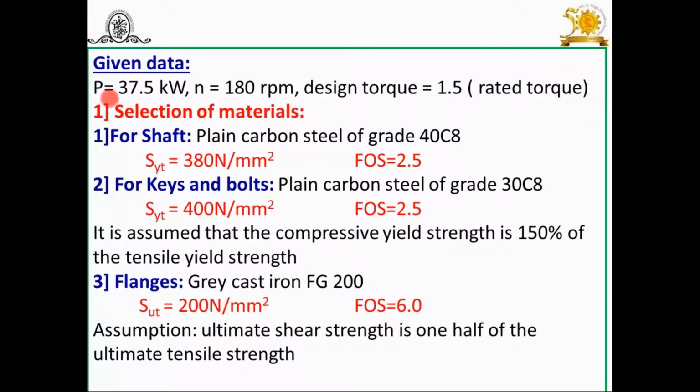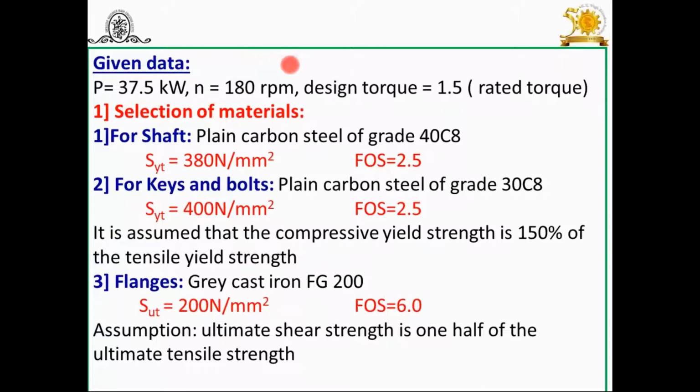So what is given? Power is given, 37.5 kilowatt. Then, the shaft rotates at which RPM? Here RPM is given, 180 RPM. Then service factor is given, 1.5. So what you have to do? You have to use the design torque. So after power and RPM, you will get the torque.